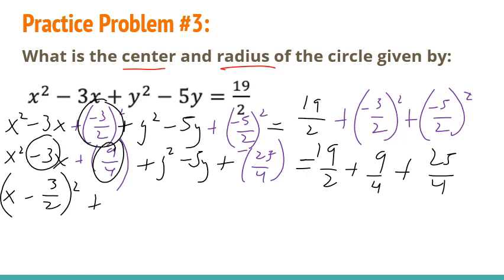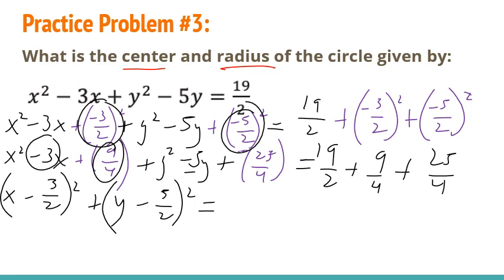And the same thing works on the other side. What I want here is (y - 5/2) squared. Again, for the same reason, negative 5 over 2 squared is 25 over 4. And then negative 5 over 2 is like 2.5. So if you double that, you would get 5.